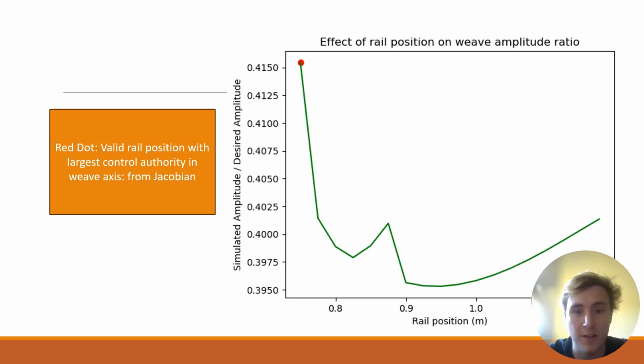So here's a graph of rail position versus the amplitude ratio, where 1 is the perfect ratio. The red dot is actually where the Jacobian is the highest, and it makes sense that that has the best performance.